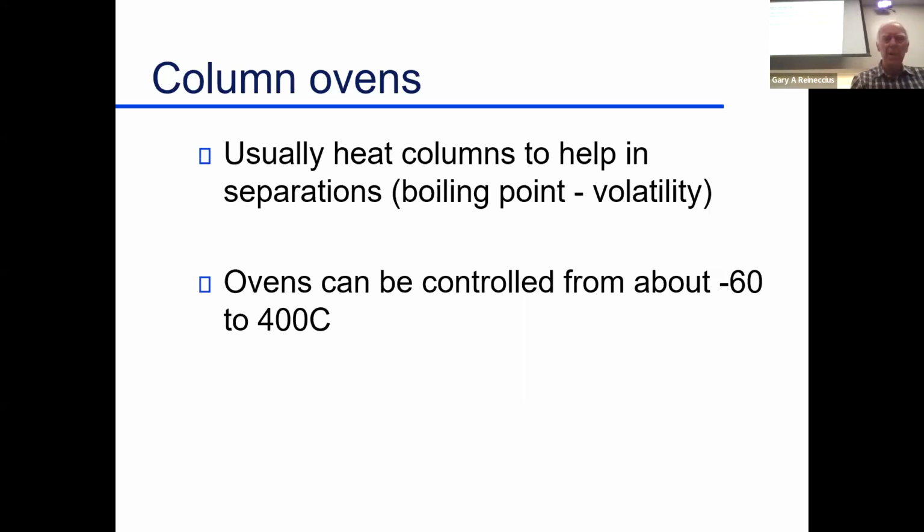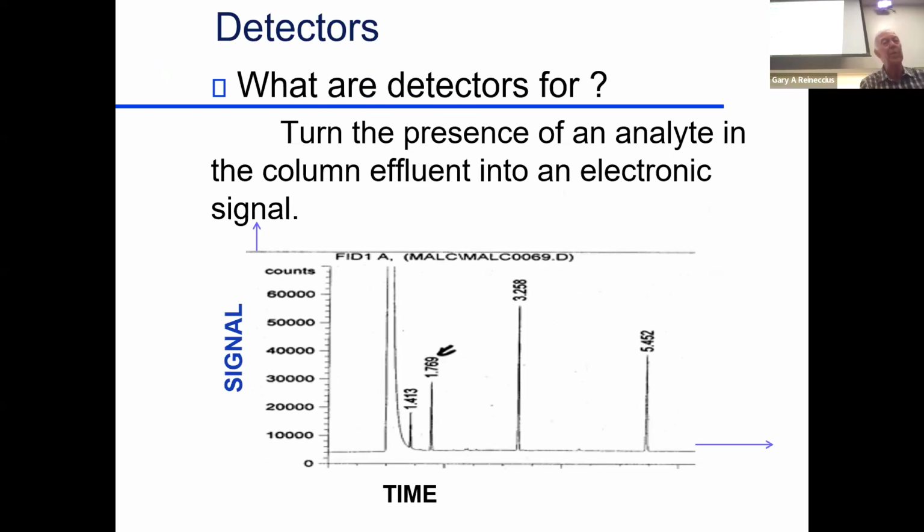Just a little bit about columns. And yeah, we usually do heat the columns, and temperature, as already mentioned, goes from -60 to 400 degrees centigrade. Getting to -60, of course, is where you inject liquid nitrogen into the column. And so you can actually cool the whole column area, oven area, with liquid nitrogen. So if you're looking for things that are extremely volatile, you'd probably be wanting to run those kinds of temperatures, -60 and so on. Most of the time, you work closer to ambient temperatures and up from there.